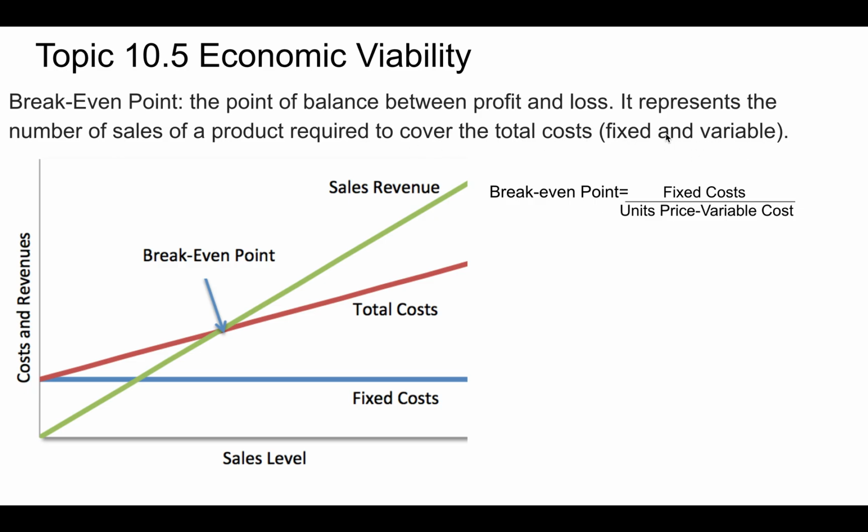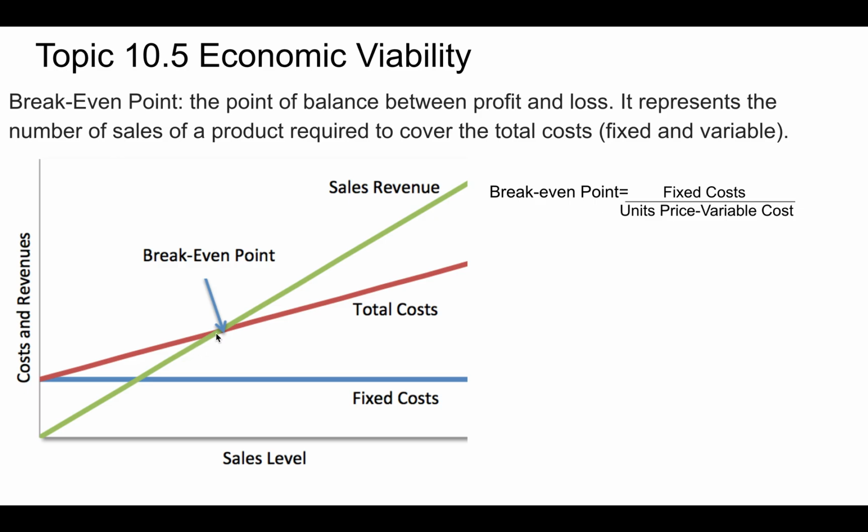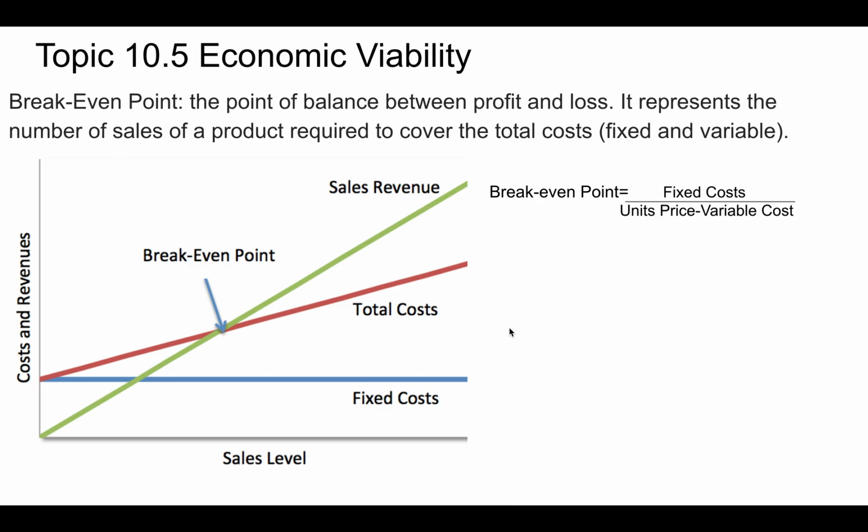So fixed and variable. Okay, and the break-even point is in this graph right here, right? So basically, at this point, you're not making enough money to break even. That means you're spending more money than you're actually gaining. And then at this point, you start to make more money than you're spending. Okay, and that's the idea, is to get your business up into this area and not down in this area. Okay, and so that's basically what we're looking at with the break-even point.